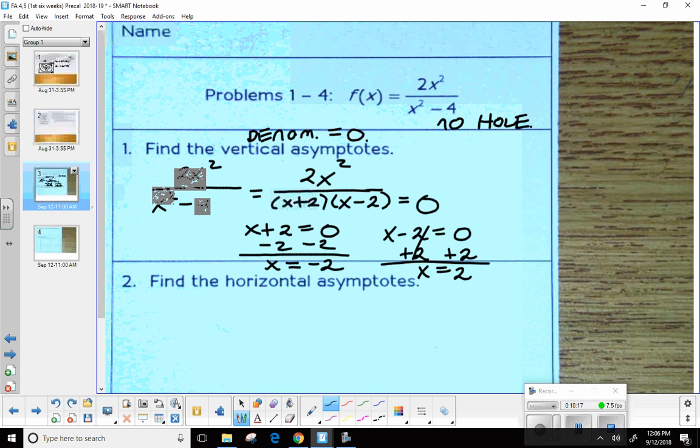Okay. Well, now it says find the horizontal asymptotes. Now remember, for these, you want to think about your 3 cases when it comes to the degrees. Rhett, would you take care of that? Thanks.